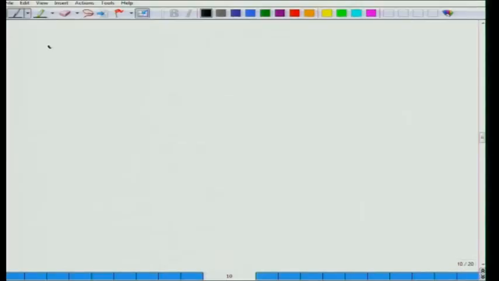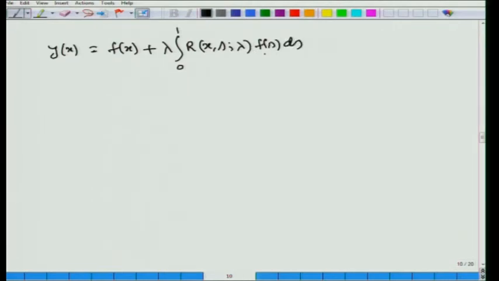So, with this resolvent kernel, if you substitute into the expression, that is y(x) is equal to f(x) plus lambda integral 0 to 1 R(x, s; lambda) f(s) ds, then you will have the solution to the given Fredholm integral equation. And now, before going to the next part, I am giving some exercises for your practice. You can solve these problems.